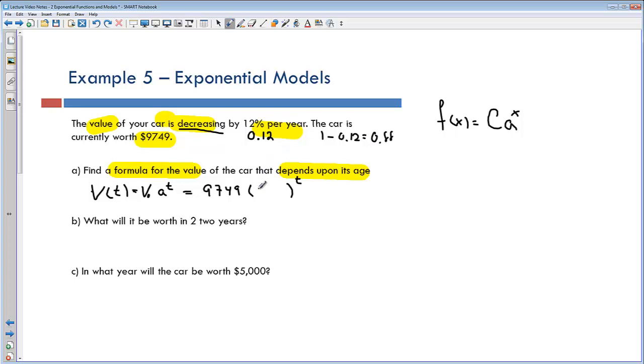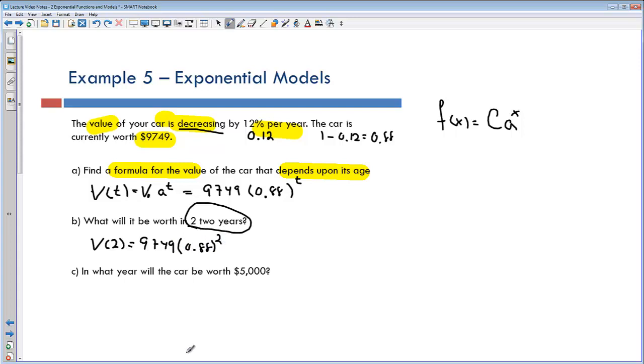So I always like to think of it as percentages. I don't have to remember these sort of formula ideas. So it's 9,749 times 0.88 to the t. Now, what will it be worth in 2 years? So you've got to figure out, what do you do with that number 2? Do you plug it in for v, or do you plug it in for t? And of course, t, it's time stuff, so you plug it in for t. So this is saying, what is v of 2, which would be equal to $9,749 times 0.88 to the 2.